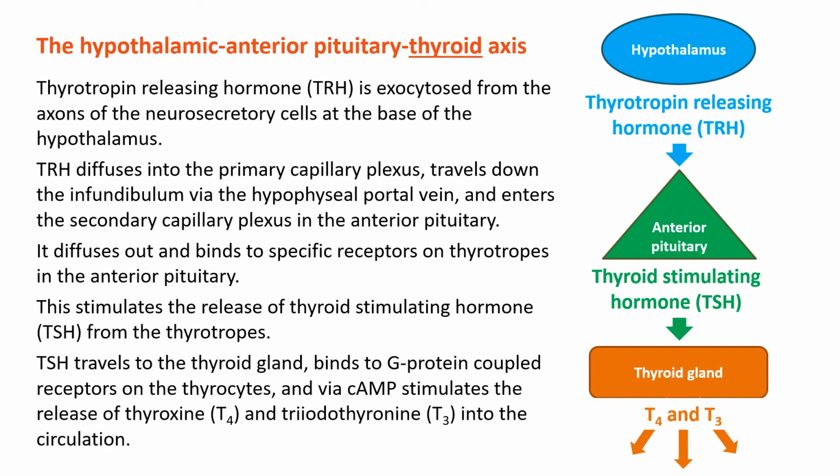TSH travels through the circulation to the thyroid gland. There it binds to G protein coupled receptors on the thyrocytes. And via cyclic AMP, remember cyclic AMP, it stimulates the release of thyroxine, T4, and triiodothyronine, T3, into the circulation.